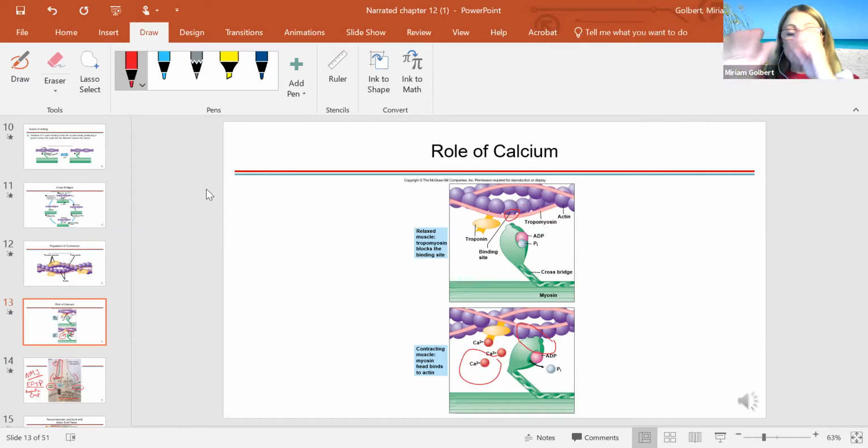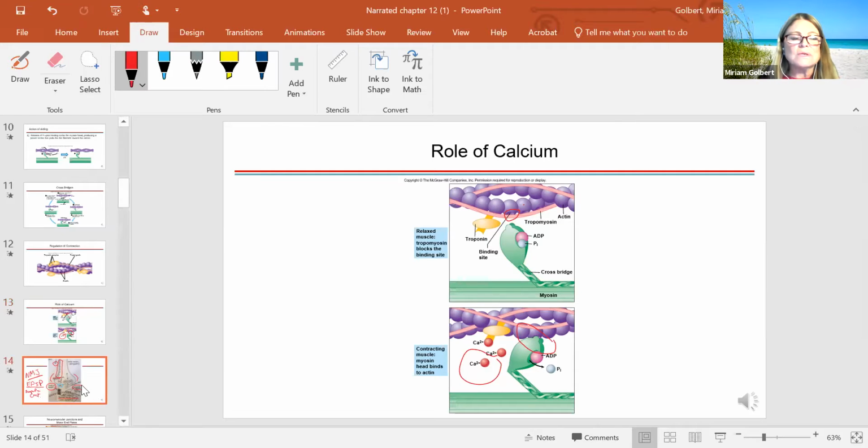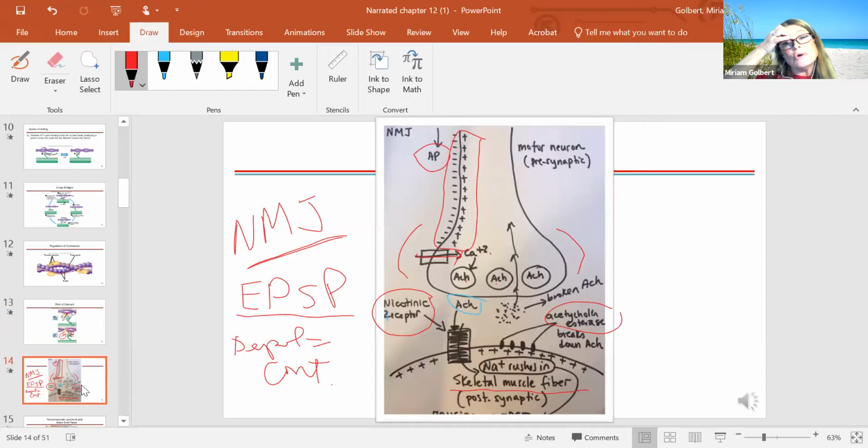ATP. So before we get to the other part of this chapter, I just want to recap all the different steps that we need to have a muscle contraction, right? So the first thing that you need, number one, a motor neuron that is touching a skeletal muscle fiber. And that motor neuron needs to send an action potential that is excitatory, so it's a depolarization, right?